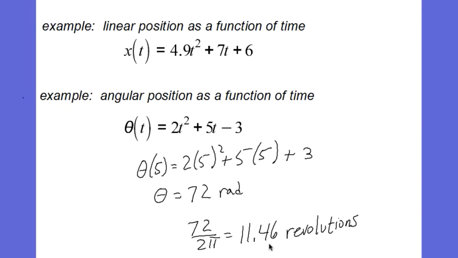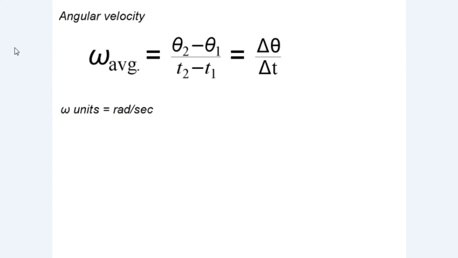So it'll be somewhere in the second quadrant near the negative y-axis. Now let's take a look at angular velocity. To denote angular velocity, we use the Greek letter omega. It looks like a little W.